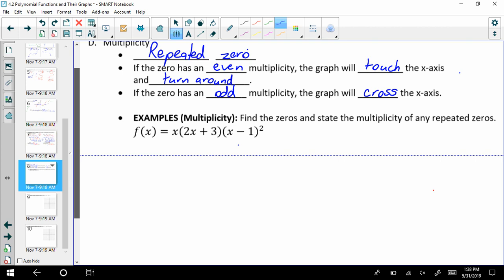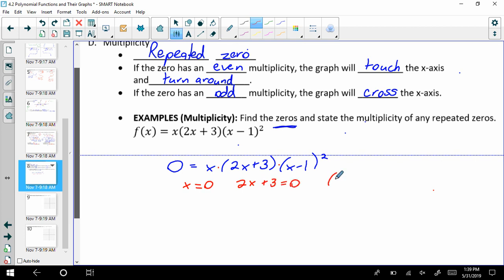So find the zeros and state the multiplicity of any repeated zeros. So if I want to find the zeros, I'm going to set my polynomial equal to 0. And then we would try and factor it. But guess what? They already did that work for us. It's already factored. So once it's been factored, I'm going to set each piece equal to 0 and solve. So x equals 0, 2x plus 3 equals 0, and the x minus 1 squared equals 0. Each piece equal to 0.